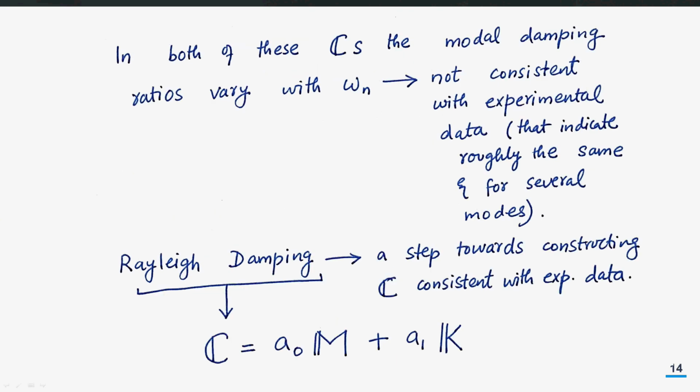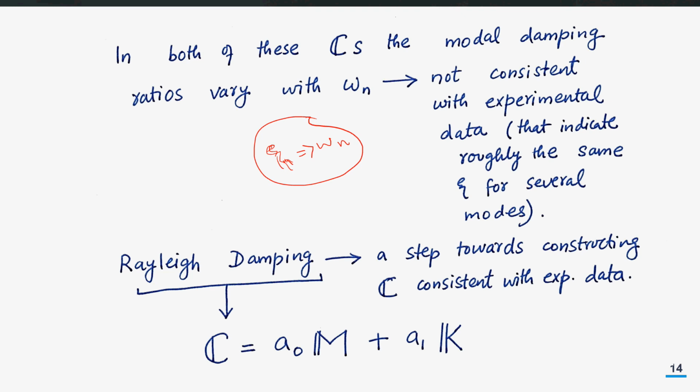In both of these formulations for determination of the C matrix, you have observed one thing, and that is the variation of xi n as a function of omega n. In mass proportional damping, you saw that these are inversely related, and in stiffness proportional damping, you saw that they are directly related. But this variation of modal damping ratio with omega n is not consistent with the experimental data. The experimental data for different structures show that different modes of vibration exhibit roughly the same damping ratio for several modes.